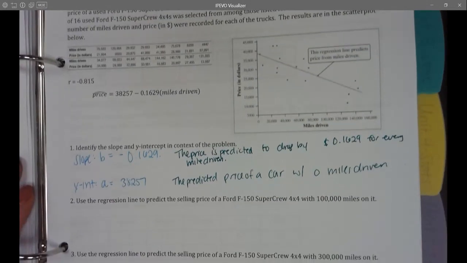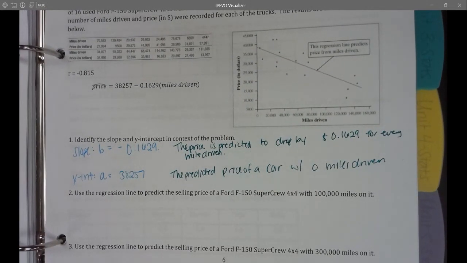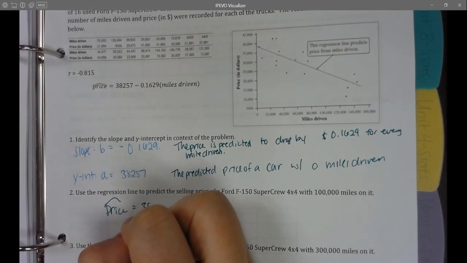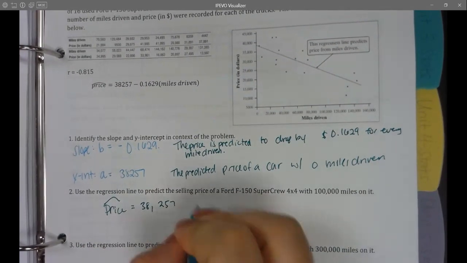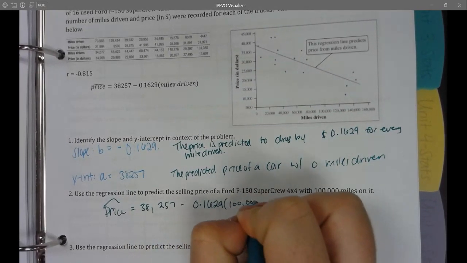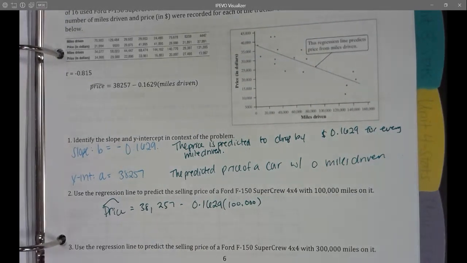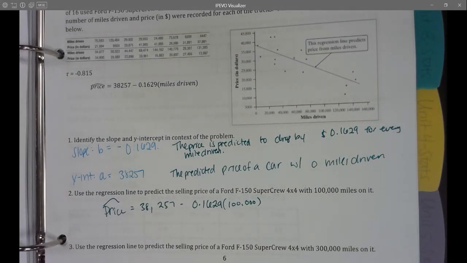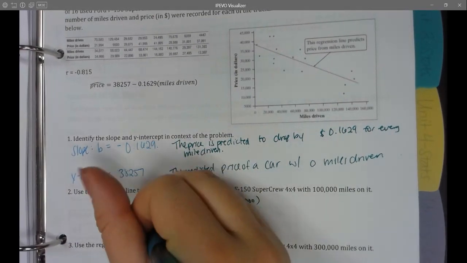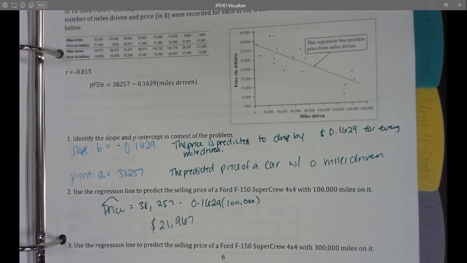All right, we want to use the regression line to predict the selling price if it has 100,000 miles on it. So we're just going to plug it into our formula. We have price hat, the predicted price, is going to equal $38,257 minus 0.1629 times the miles driven. Plug this in your calculator and we'll see what you get. I have for this one, it would be approximately $21,967.